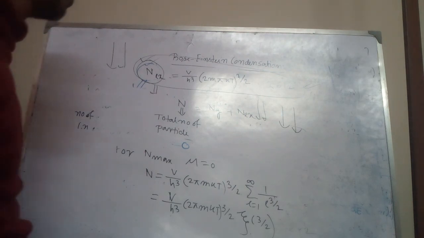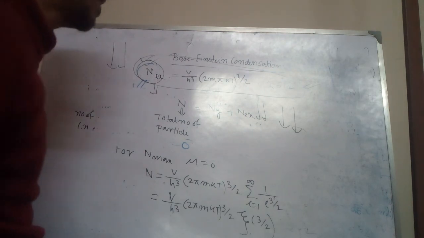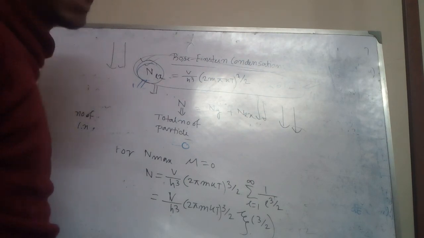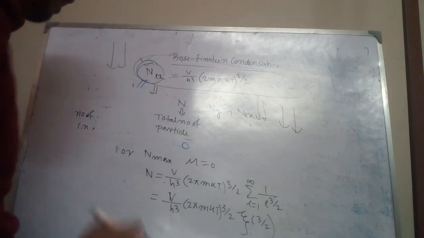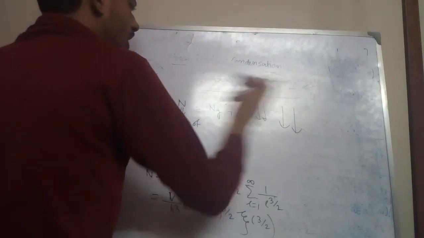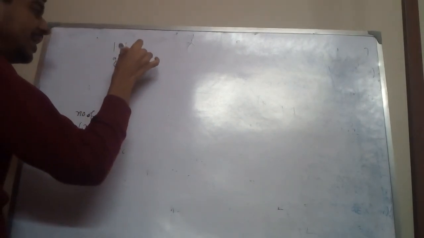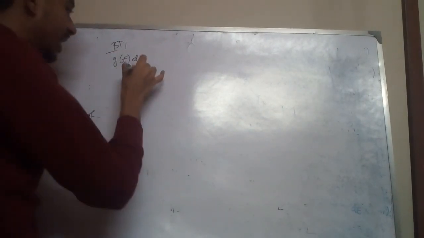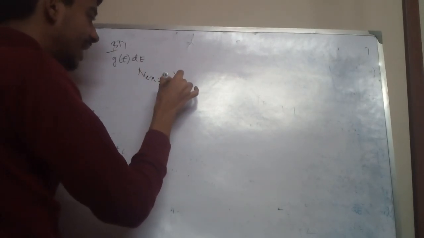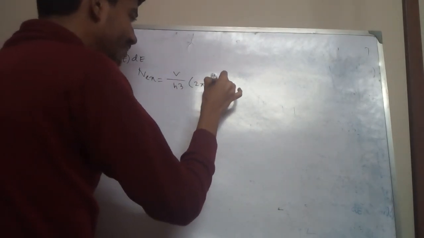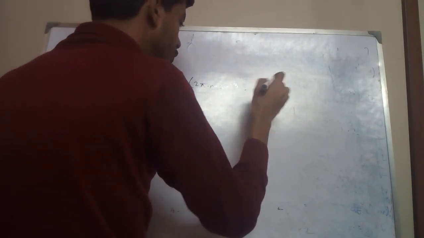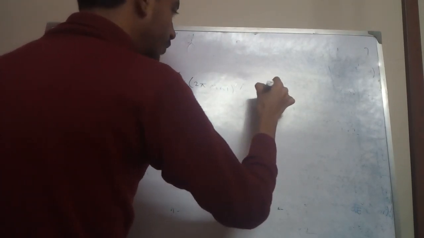From this, one question arises: does Bose Einstein condensation occur for a 2D bosons gas? For 3D, we calculated it for a 3D gas because we considered GED for the 3D case. So we calculate the total number of particles as V by h cubed, 2 pi mkT whole to the power 3 by 2, into 2.612. This is actually the 3D case.